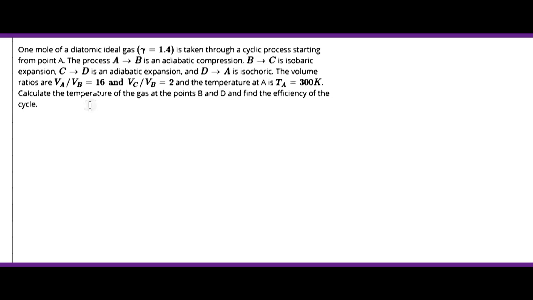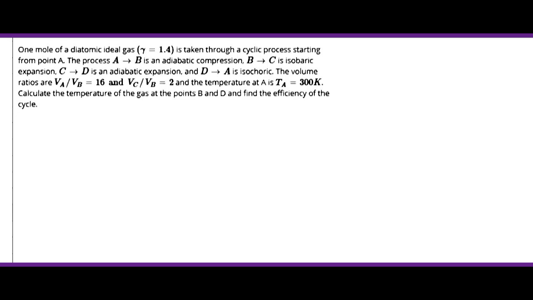Thank you. Hello everyone. So we are given the question which says 1 mole of diatomic ideal gas having an adiabatic index of 1.4 is taken through a cyclic process starting from point A. The process AB is adiabatic compression, BC is isobaric expansion, CD is an adiabatic expansion, and DA is an isochoric process. The volume ratios are given: VA by VB is 16, VC by VB is 2, and the temperature at A is 300 Kelvin. We need to calculate the temperature of the gas at points B and D, and also find the efficiency of the cycle.